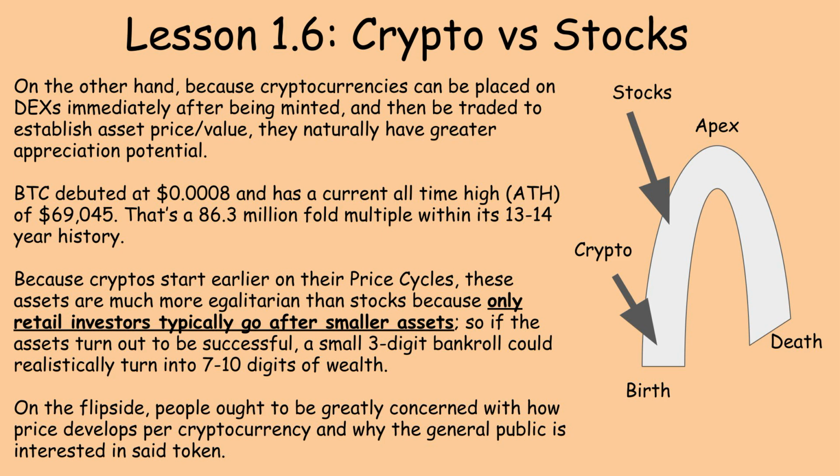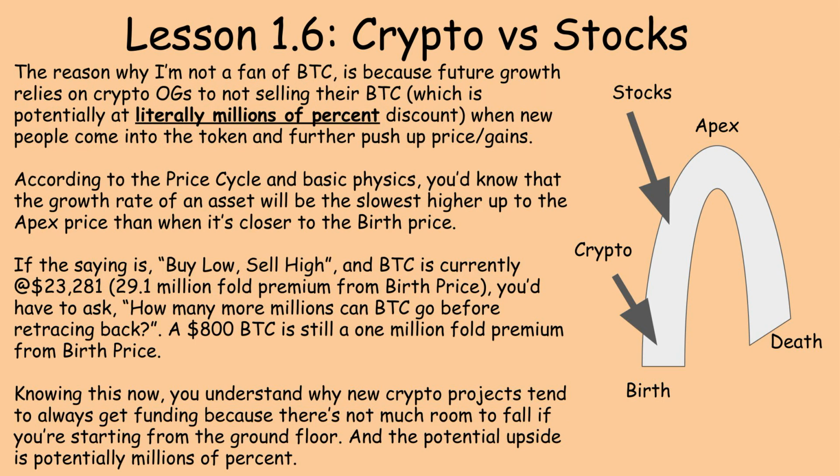So even though that's the case, on the flip side, people ought to be greatly concerned with how price develops per cryptocurrency, and why the general public is interested in said token. So, for example, the reason why I'm not a fan of Bitcoin is because future growth relies on crypto OGs. That's a colloquial term in the industry, but crypto OGs are just people who were early into cryptocurrency, which are typically early Bitcoin miners or very early cryptocurrency enthusiasts from 2010, 11, 12, those types of years.